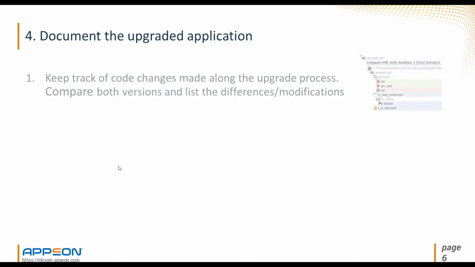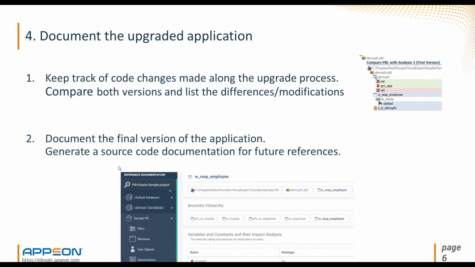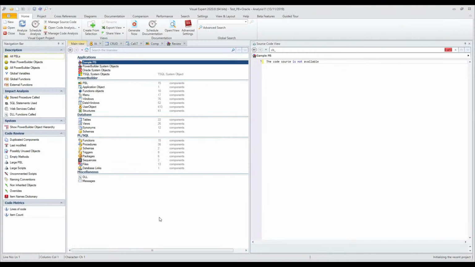So there are basically two options for that. First of all, I can keep track of all the code changes made during the migration. That's the first thing. Or I can document a snapshot of the application before and after the migration to get a detailed source code documentation that is, of course, generated automatically by the tool. And let me show you how this works.